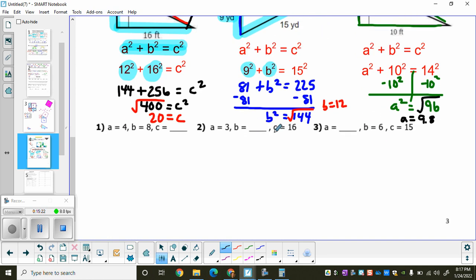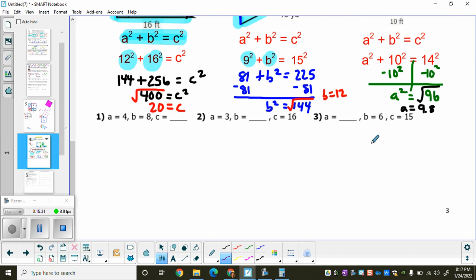Now, the only catch with these last 3 problems down here is that there is no picture. So I want you to use the dimensions to draw a picture after we find the missing side. Notice for the first one, we're going to find the missing hypotenuse. The next one we'll find a missing leg, and the last one we'll also find a missing leg.